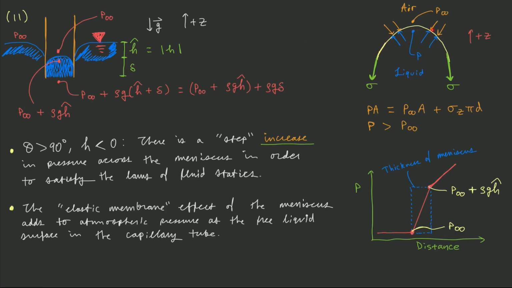So if we draw our meniscus and we use the same simplified geometric assumption where we're looking at the 2D projected area in Z, we see our Newton's second law shows us that PA is equal to P infinity A plus sigma Z pi D, such that the hydrostatic pressure P has to be greater than the ambient pressure P infinity. And just from this free body diagram, again, we kind of get an inkling: the hydrostatic pressure has to be higher than the ambient pressure, so we must have a step increase in pressure across the meniscus.